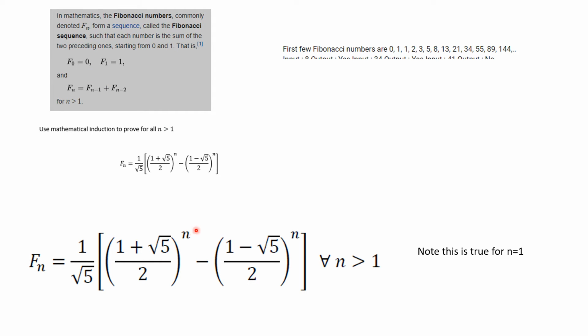But let's look at 1. If we put an exponent of 1 in here, I will have 1 over the square root of 5 on the outside, but then I will have 1 plus the square root of 5 over 2. But then I subtract 1 over 2, so the 1/2s cancel. And here I have a minus times a minus, so I get 2 times the square root of 5 over 2. But 2 times the square root of 5 over 2 is the square root of 5. And I divide the square root of 5 by the square root of 5, I get 1, which is the first Fibonacci number.